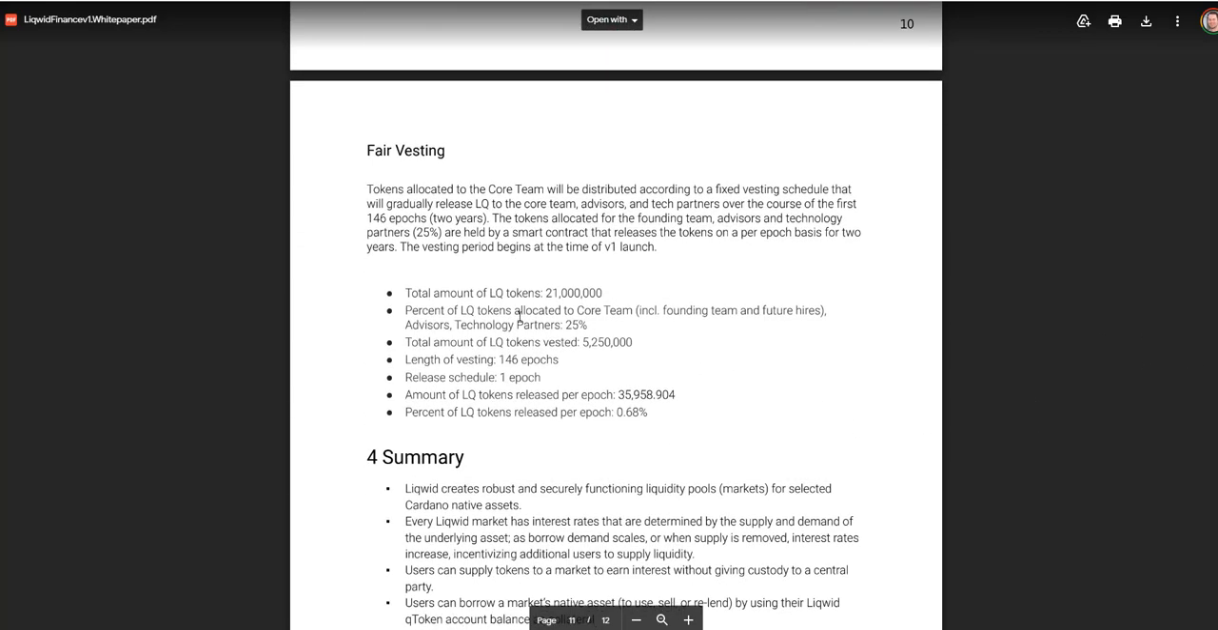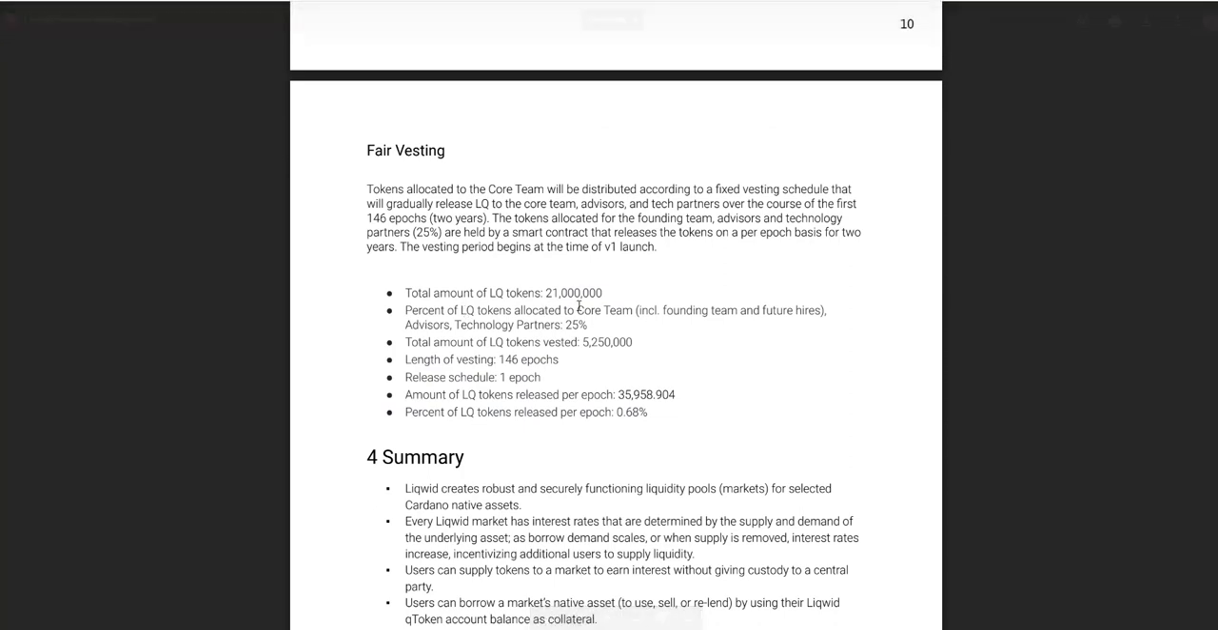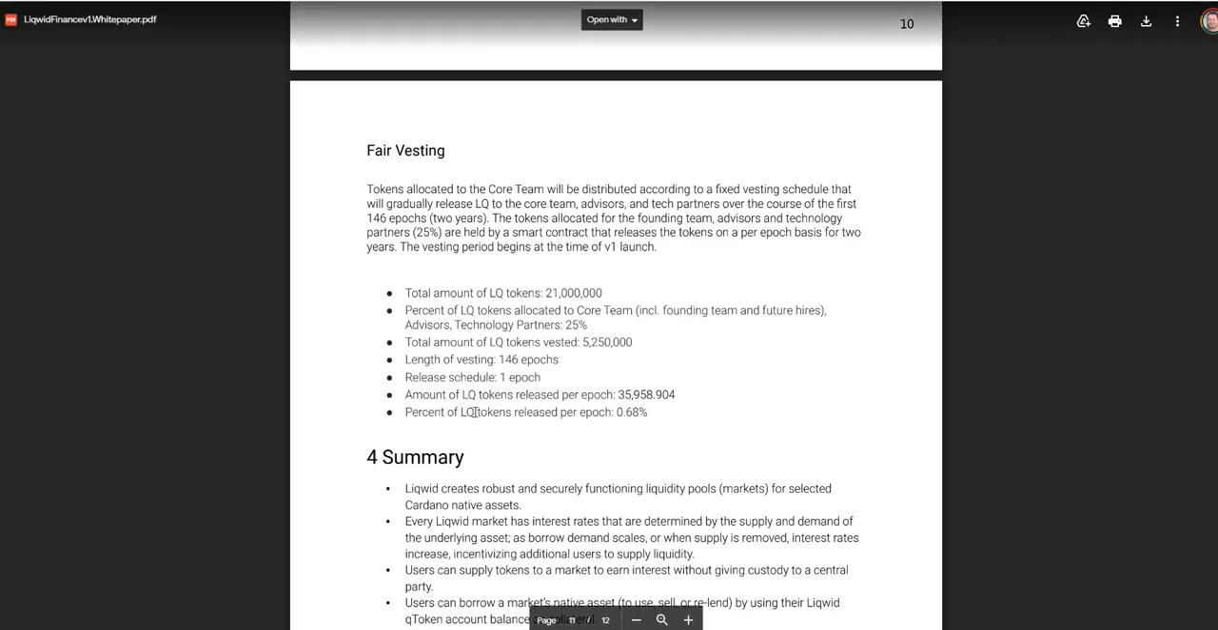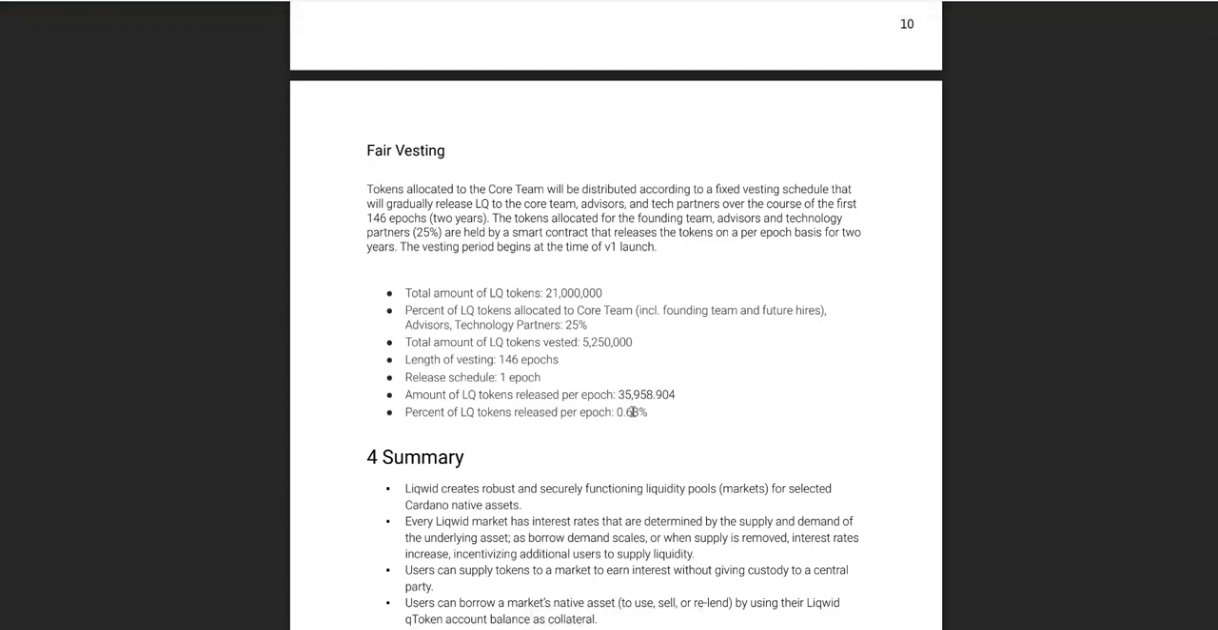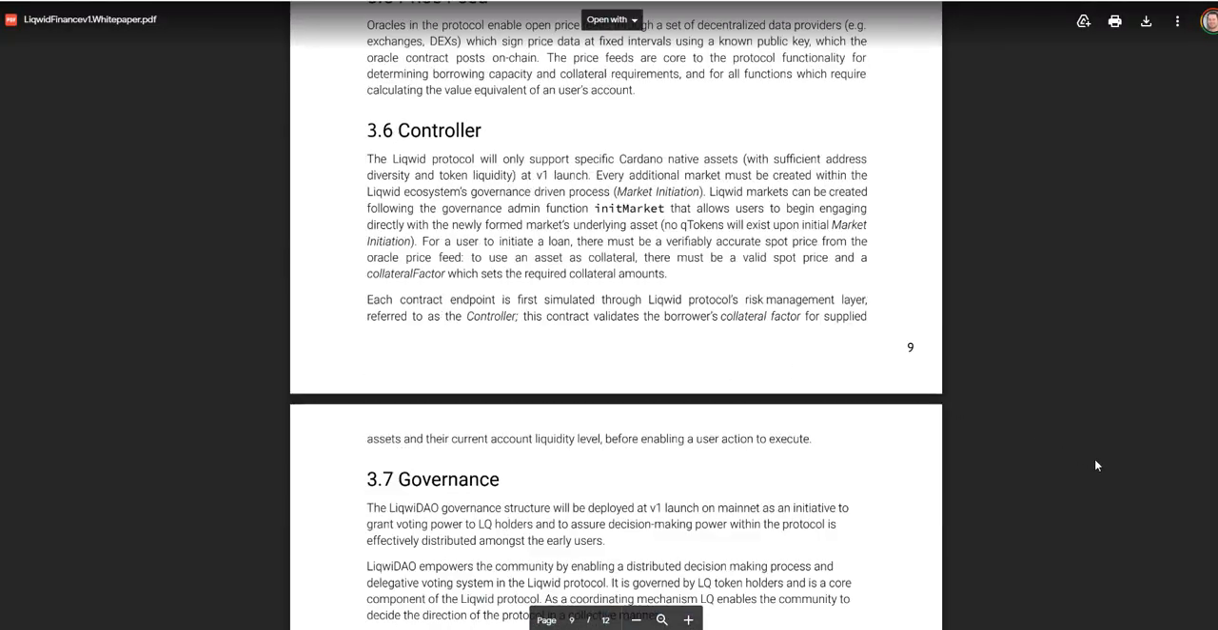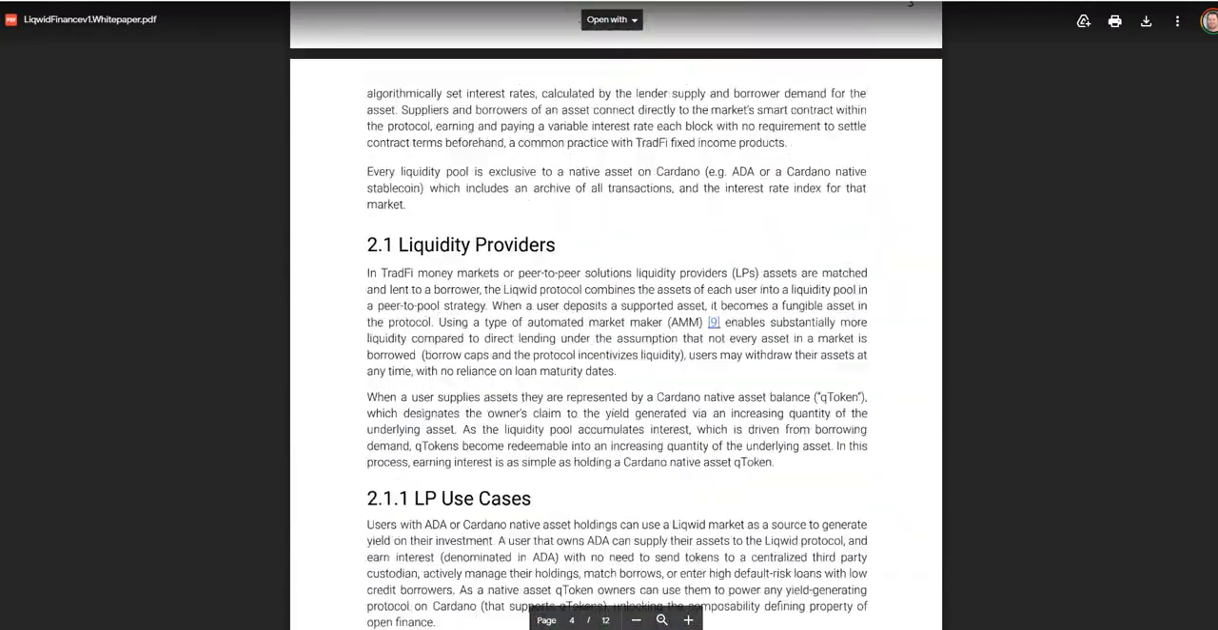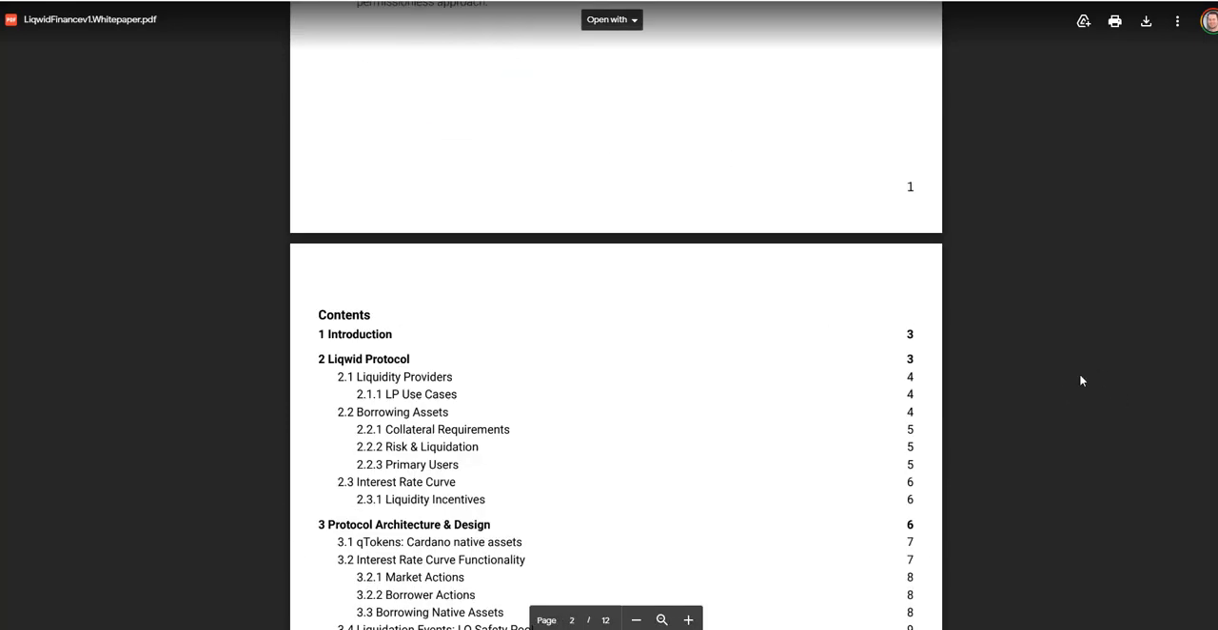As you can see here, the amount of LQ tokens is going to be 21 million. That's the amount they're going to have. They're not going to have any more. Every epoch, the amount of LQ tokens released is going to be 35,958.904, or 0.68% of the total supply. So that is that. If we go through the white paper, I'm going to pick out little bits and pieces.